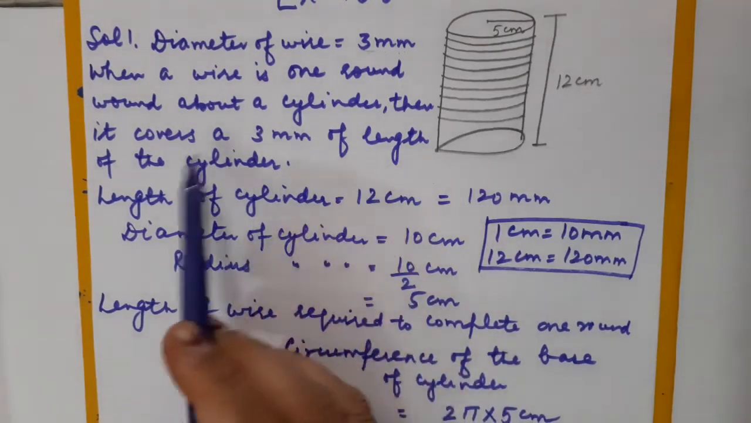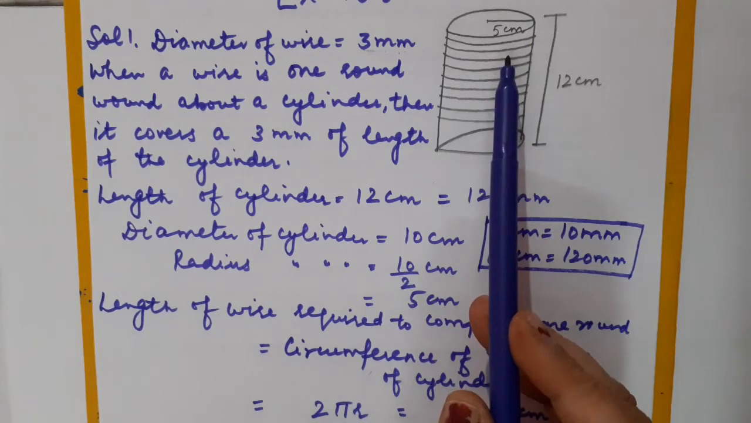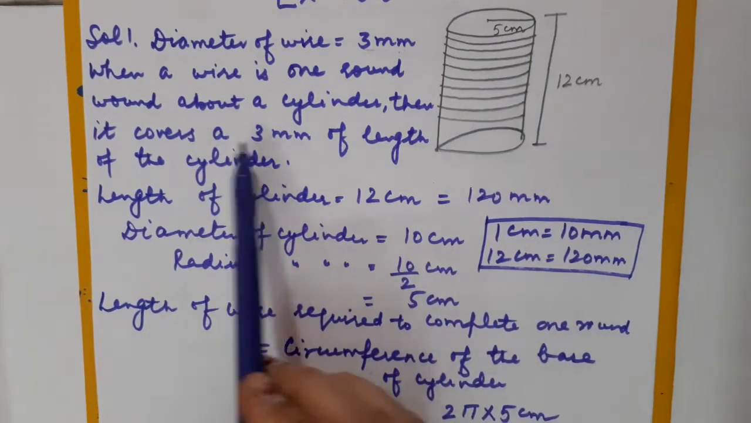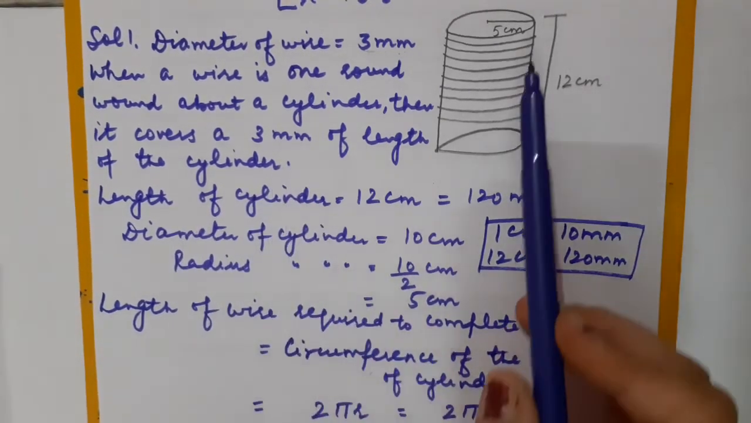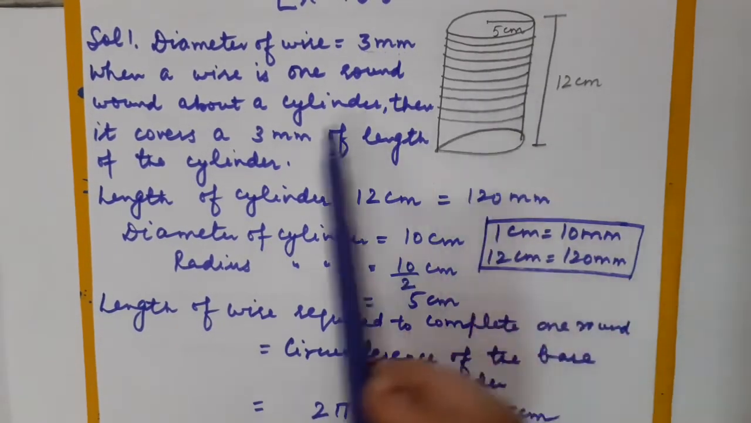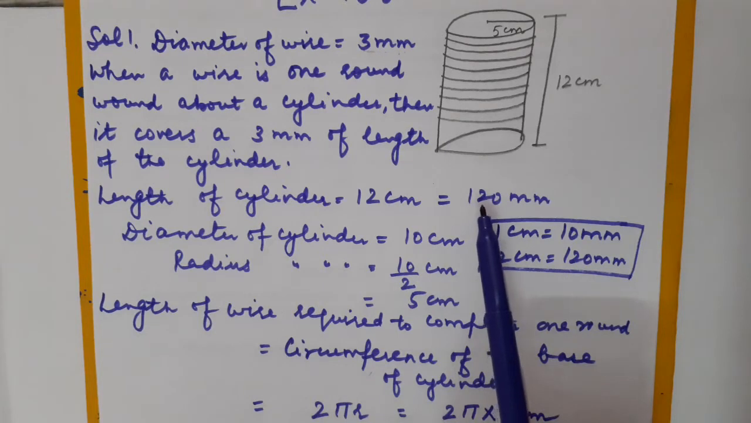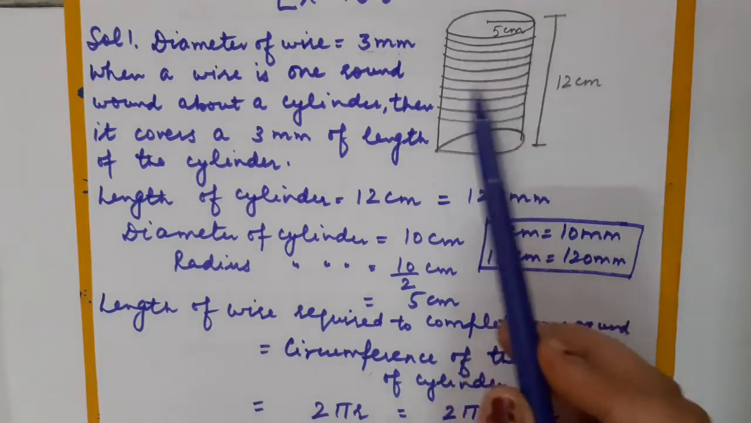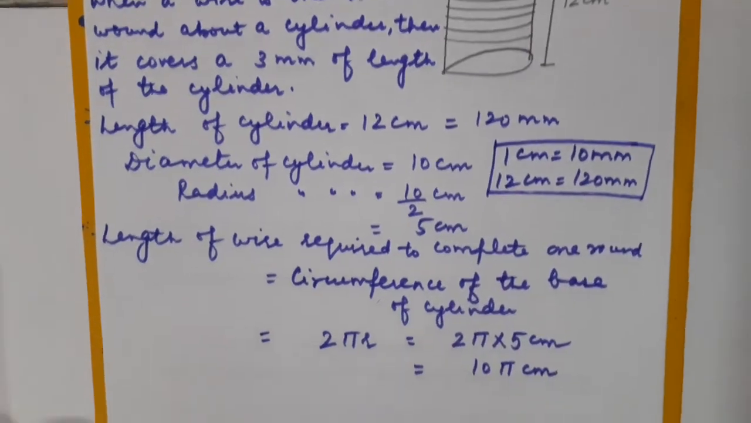Children, here I explained to you that when a wire is going to take one round in the curved surface area of the cylinder, then definitely it is going to cover 3 mm of the length of the cylinder, right? And what is the total length of the cylinder? That is 120 mm. So using these two values, let us check how many rounds the wire is going to take so that the complete curved surface area of the cylinder must be covered.